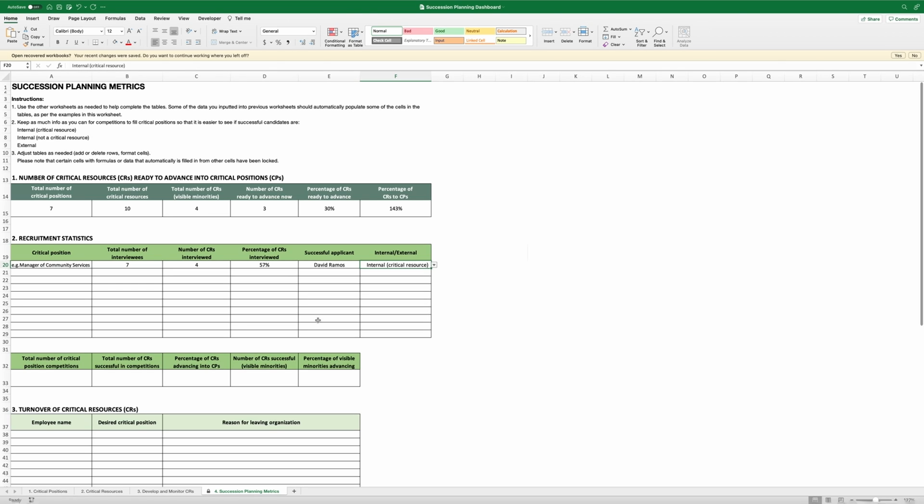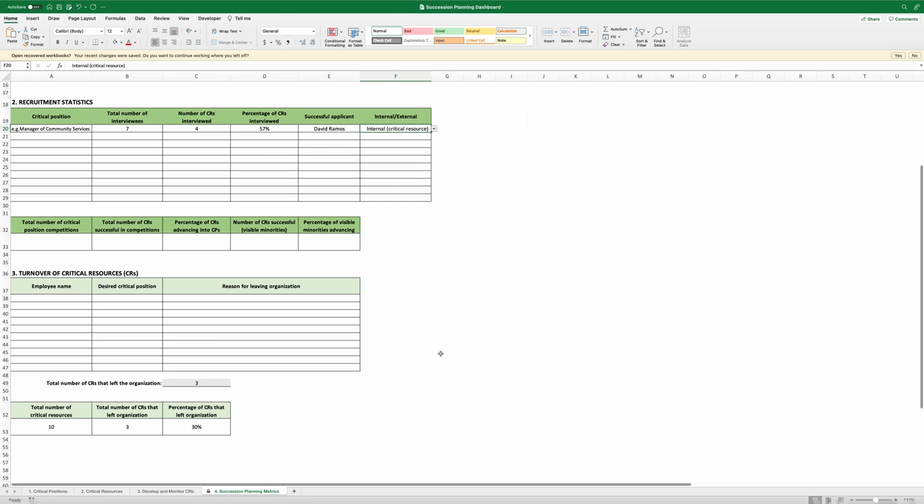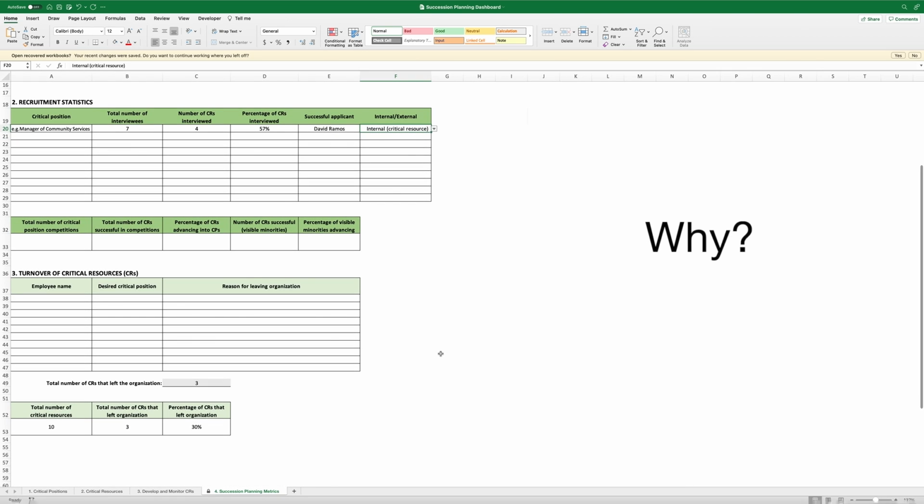Keep as much info as you can for competitions to fill critical positions so that it is easier to see if successful candidates are an internal critical resource, internal but not a critical resource, or external. If an internal candidate that is not a critical resource is successful, then you need to be asking yourself why this person was not included in your list of critical resources.